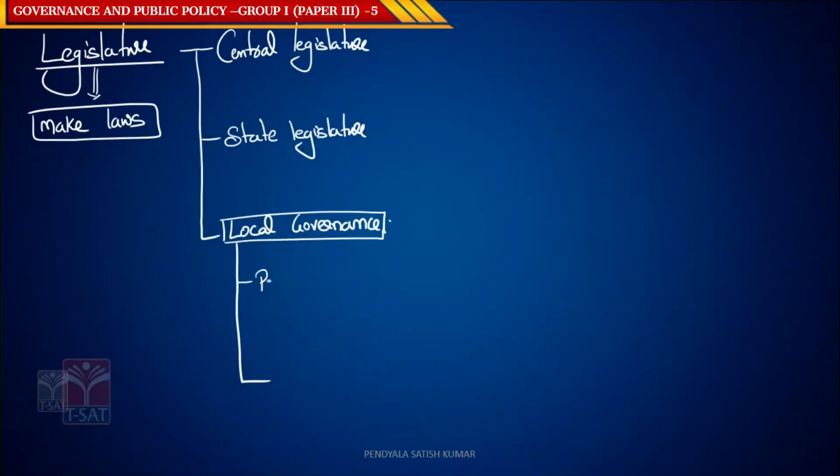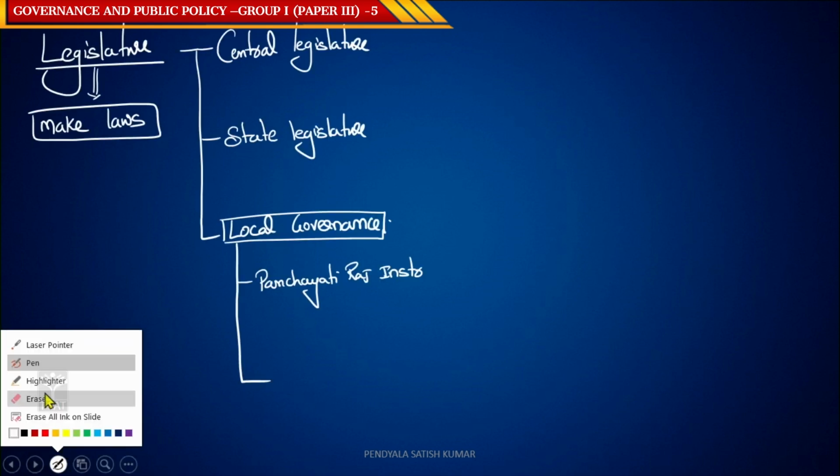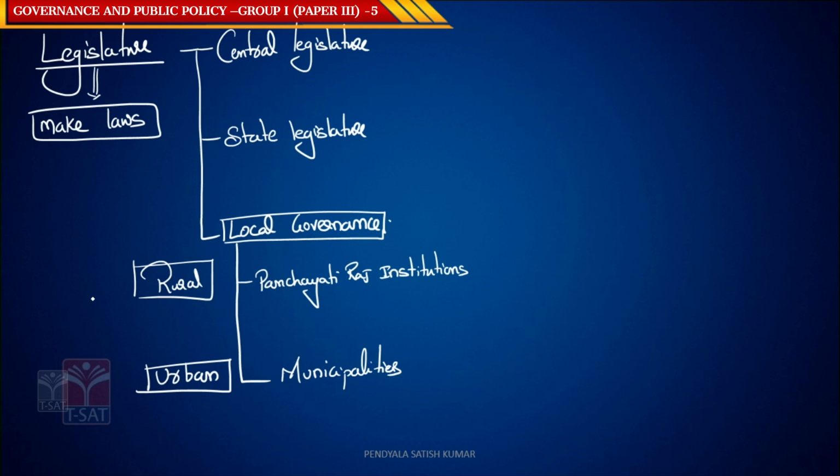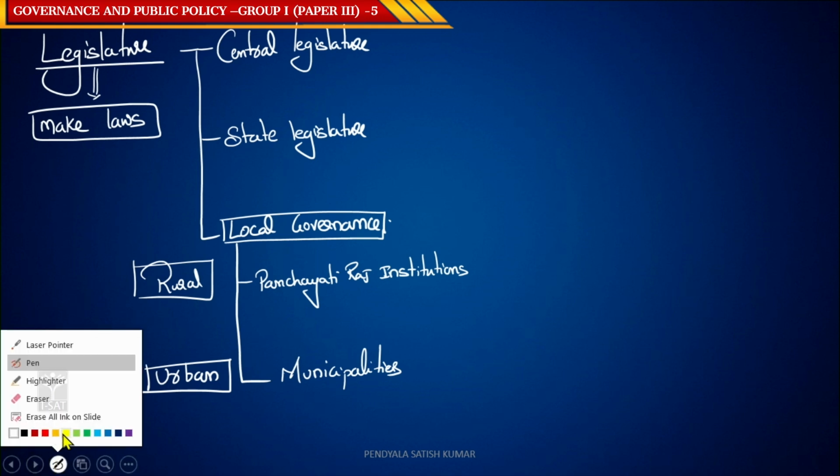That is your Panchayati Raj institutions and municipalities. This is your rural local self-governance. This is your urban local self-governance. Rural and urban. Okay. Now, let us start.